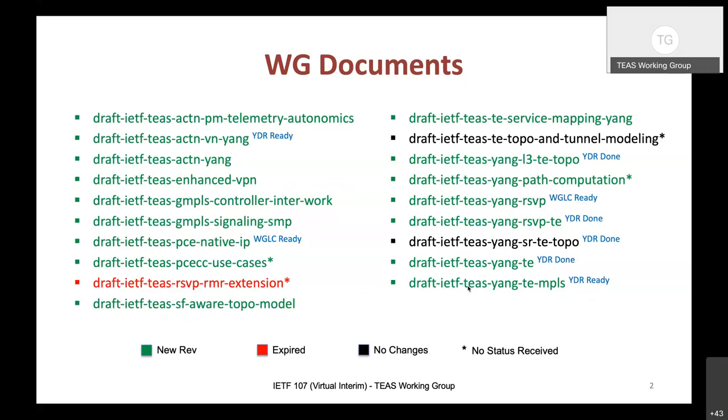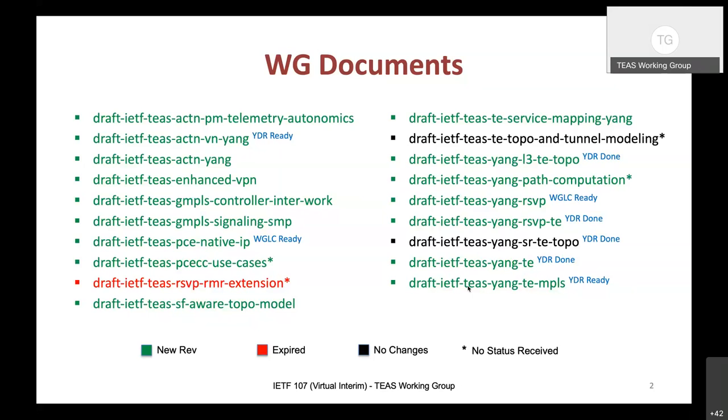We had requested the authors of the working group documents to send in the status to the list. Thanks to everyone who sent those in. The documents for which we haven't received any status updates are suffixed with an asterisk on the slide. We do request those authors to send out the status to the list. We have one document in an expired state, and I have requested the authors of that document to send an update on their plans for reviving this. That's the RSVP RMR extension document.